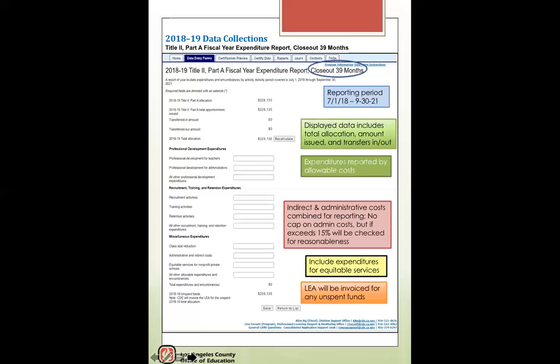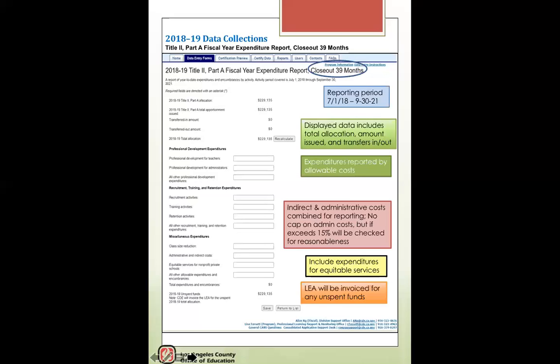If your administration, which includes admin and indirect costs, if both of those together exceed 15%, it'll be checked for what they call reasonableness. And we'll talk about that in a minute, but just know there's no legislative cap, but there is a warning on it. So this is one of those examples of something that it's not an error because you can do it, but you can exceed the 15%, but it's a warning because it's going to be questioned by CDE.